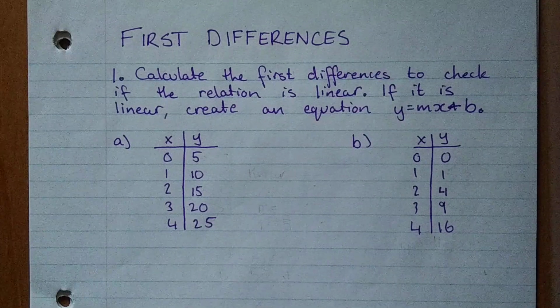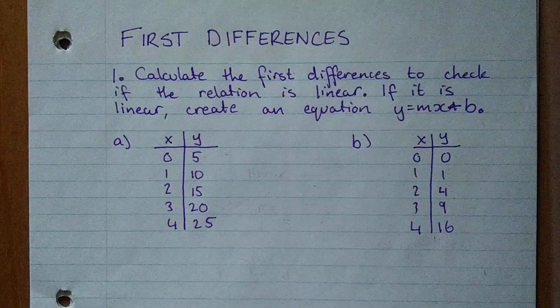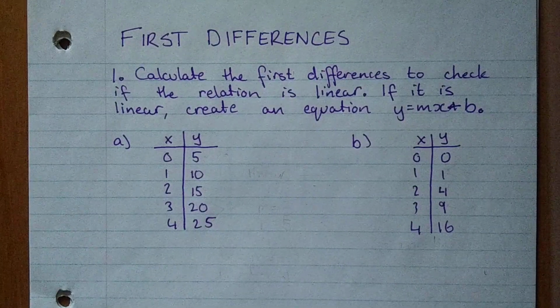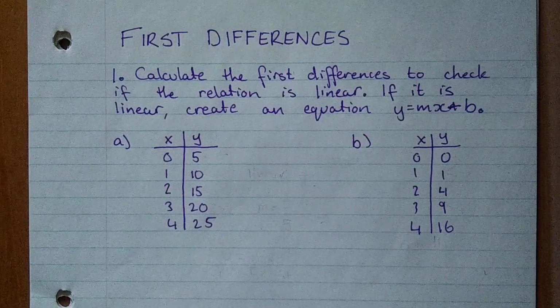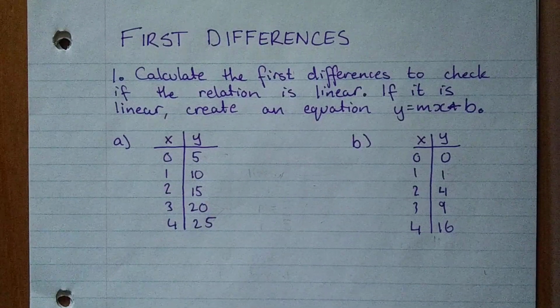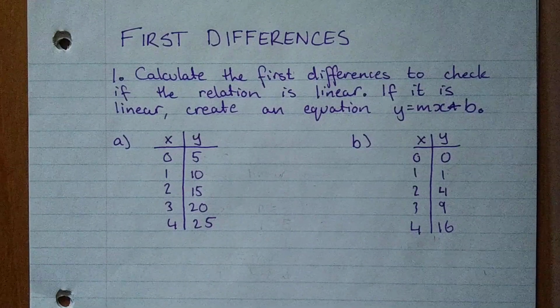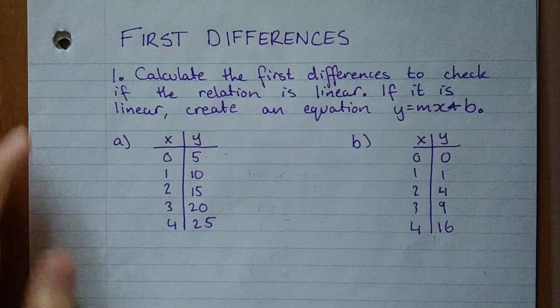Today we're looking at a new way to work out if something is linear or nonlinear. Before, we would have graphed each of these points, and if it was a line we would say it was linear, and if it was a curve we would say it was nonlinear. But today we're going to do something called calculating first differences.